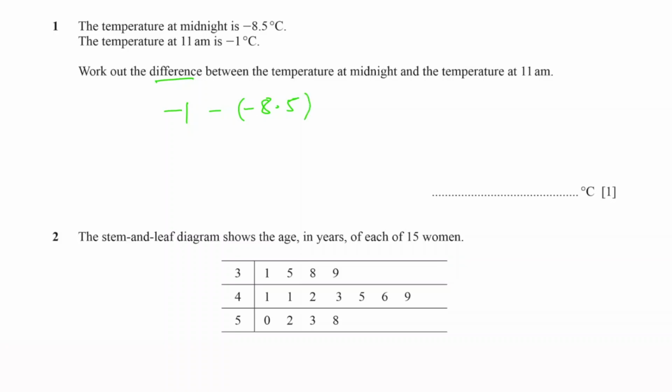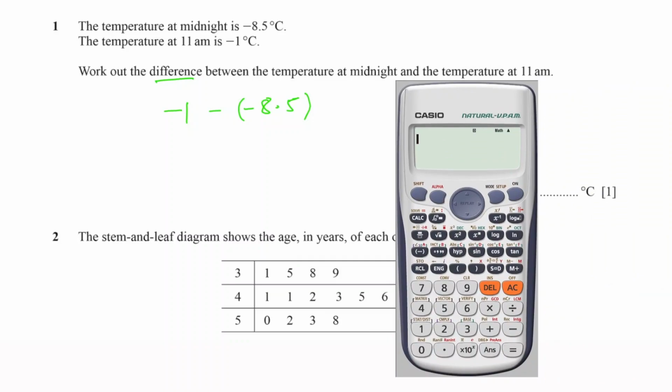So let's use a calculator to solve this. Minus 1 minus of minus 8.5. Be careful while solving, because if you write minus 8.5 before this minus 1, you will get a negative answer. Because the temperature is increasing in the morning, the answer is 7.5. So let's move on.